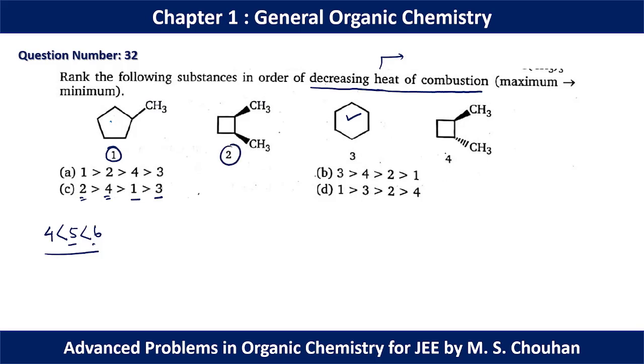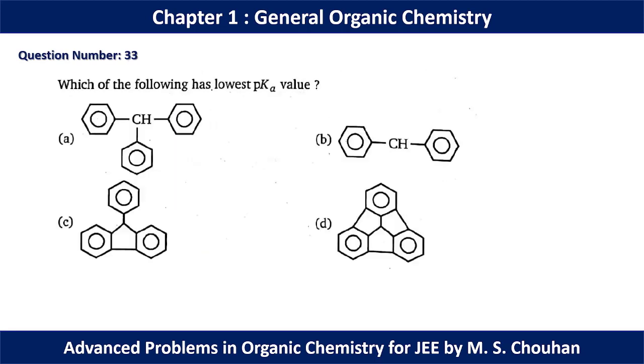Here 2 and 4 both are 4-member rings, but in this case 2 methyls are present on the same side, which can introduce a steric effect. So here we have a steric effect, so this is much more unstable. If it is unstable, the heat of combustion value should be higher. That's why option C should be the correct option for question number 32.